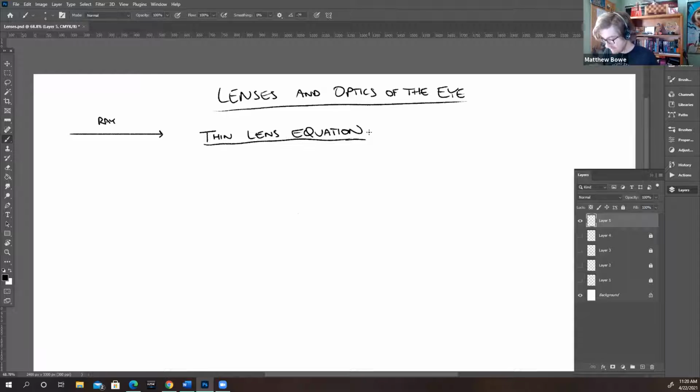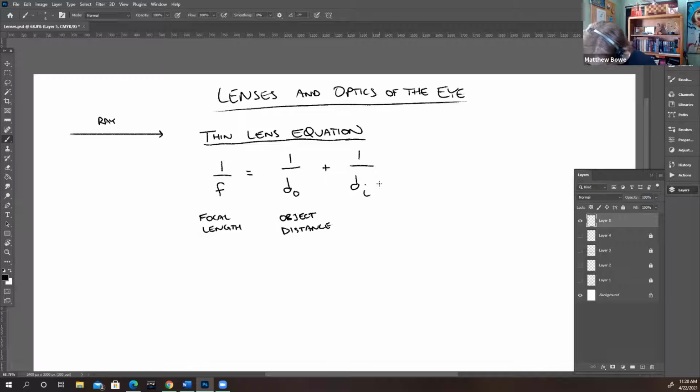Let's write this equation out. It's 1 over the focal length is equal to 1 over the object distance, we can call that d sub O, plus 1 over the image distance, so d sub I. And I will go over these diagrams in a bit.